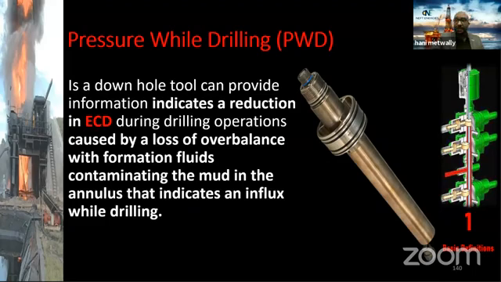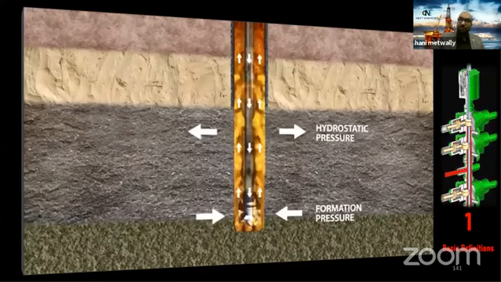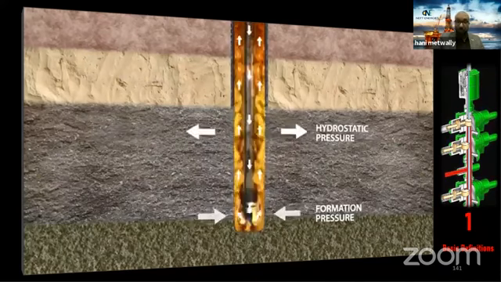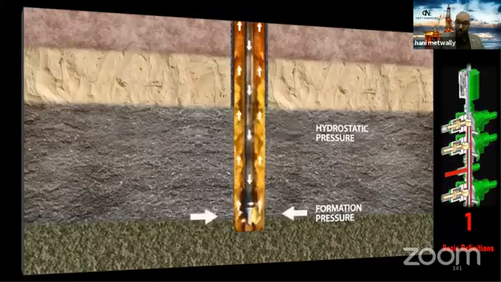But actually, how can we monitor the bottom hole pressure during drilling? We have many techniques, but mainly here we have pressure while drilling. These are downhole tools that you can install downhole and record the equivalent circulating density, the equivalent density in the hole during pumping. This is an example showing that during pumping, you will have hydrostatic pressure trying to control the formation pressure.